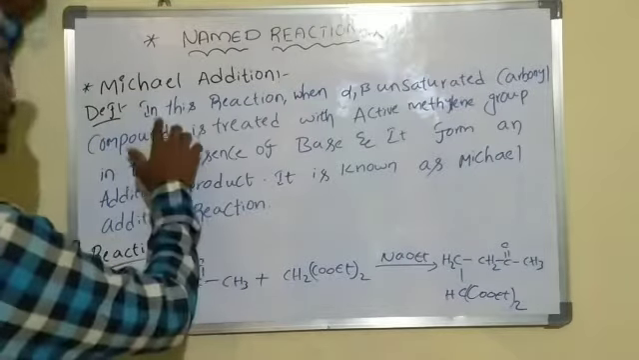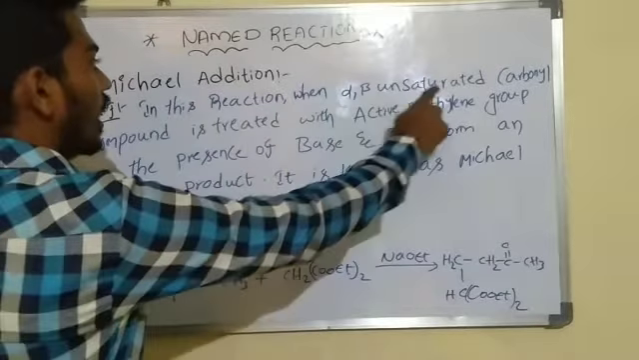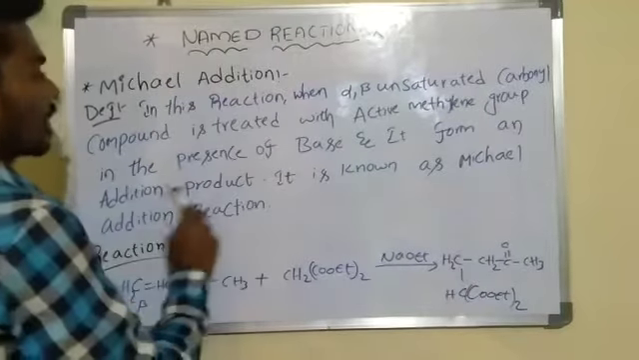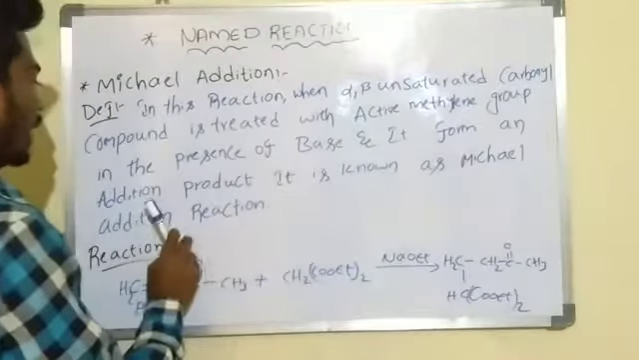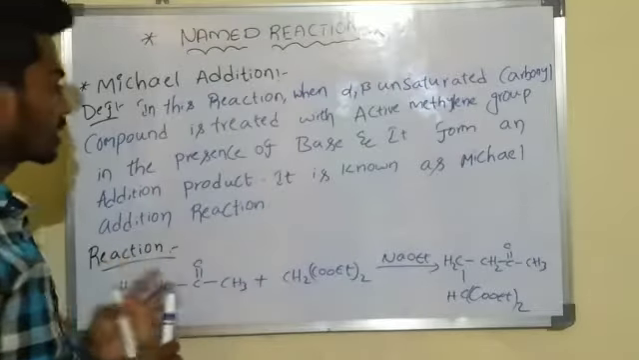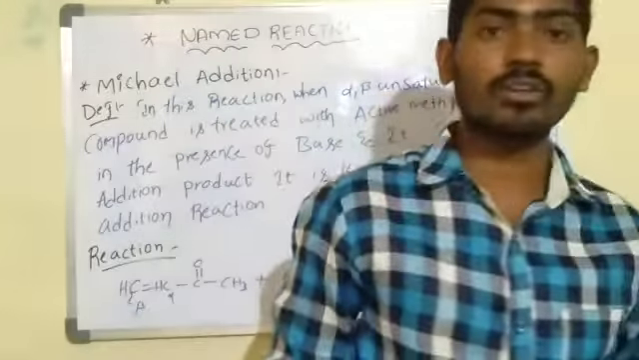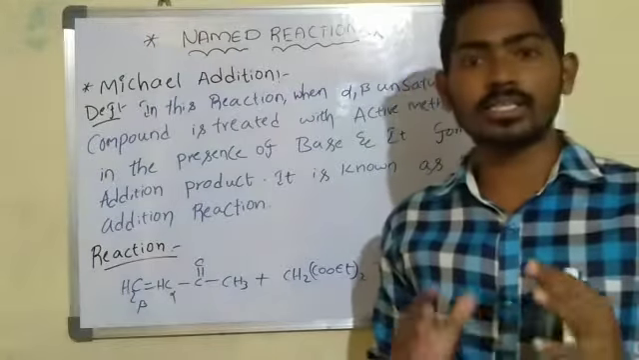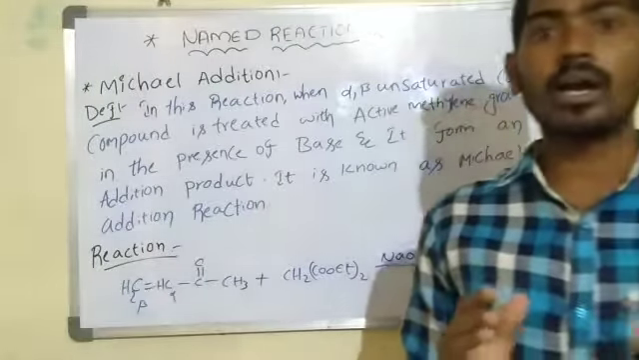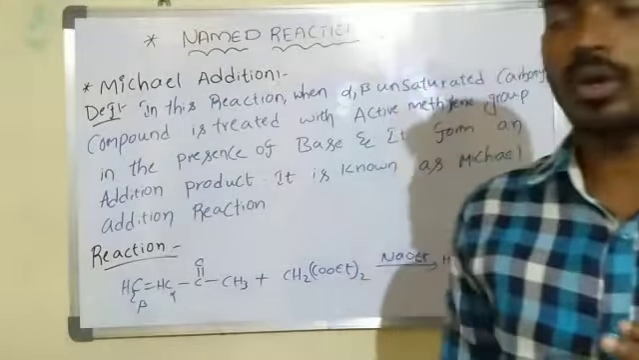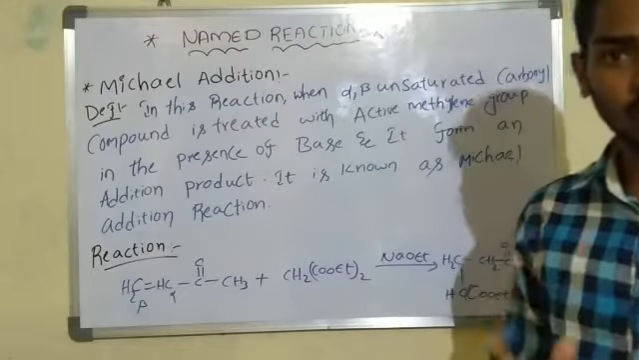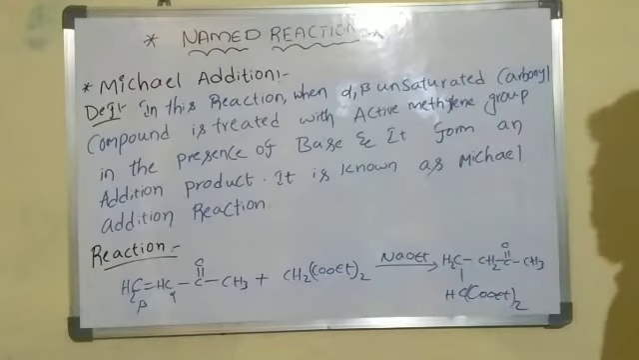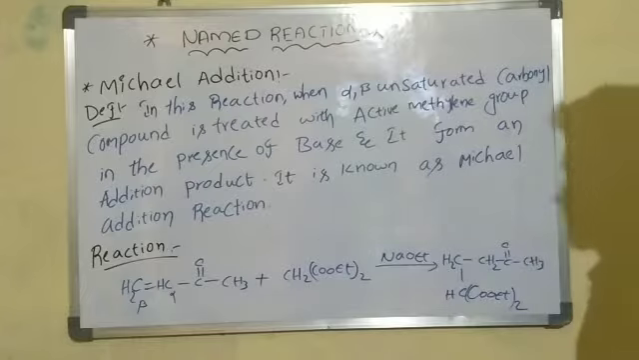Definition: in this reaction, when an alpha beta unsaturated carbonyl compound is treated with an active methylene group in the presence of base and it forms an addition product, it is known as the Michael addition reaction. Simply, when an alpha beta unsaturated carbonyl containing compound is treated with an active methylene group, that active methylene group in malonic ester, in the presence of base, it forms an addition product.